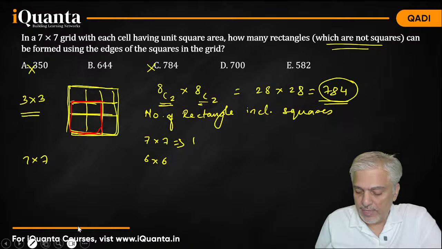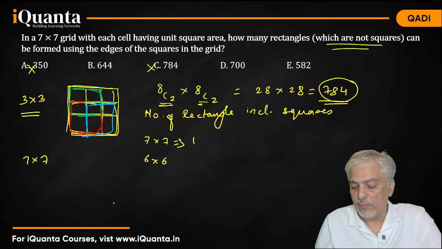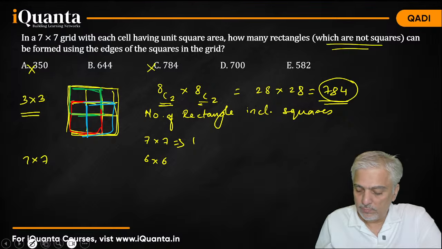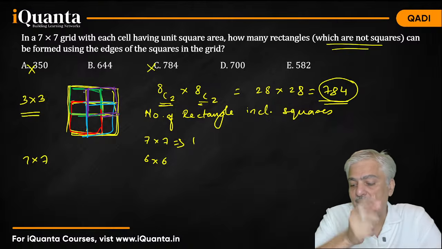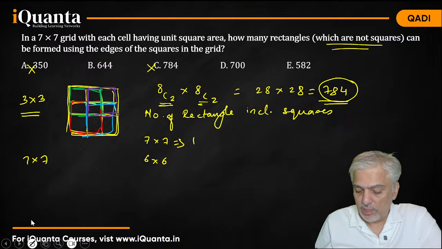This can be one more square of 2 by 2, and then there can be more squares of 2 by 2 like this also, this one, and there will be one more over here. So there will be 4 squares. Everything will go in terms of squares only, remember that. So here also same thing will happen.